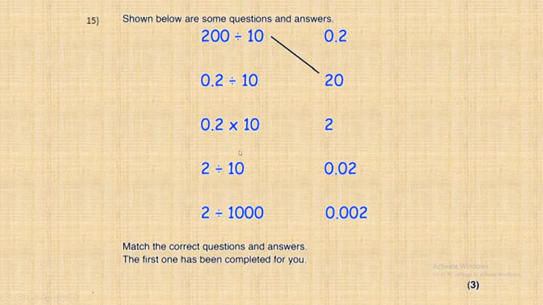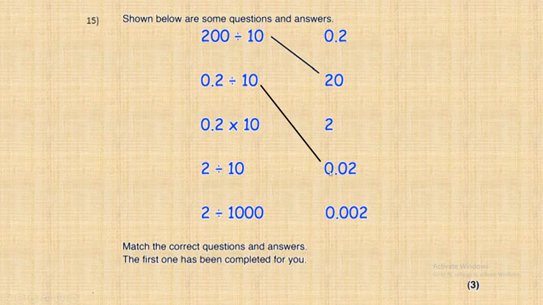Okay, here the last question. Shown below are some questions and answers. Here these are the questions, these are the answers. Match the correct questions and the answers. The first one has been completed for you. Here it's 200 divided by 10, which equals 20. The second one is 0.2 divided by 10. Division, so I will move the decimal point to the left. How many spaces? According to the number of zeros, which here is only one zero, so I will move one step to the left. So it's going to be 0.02.